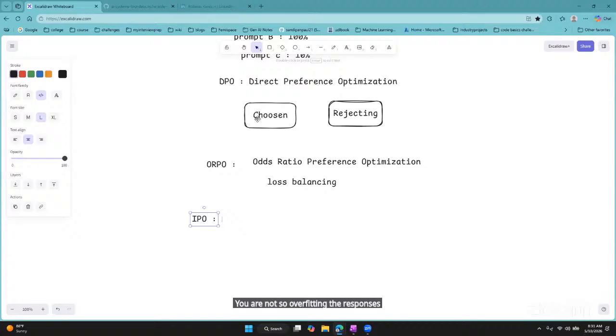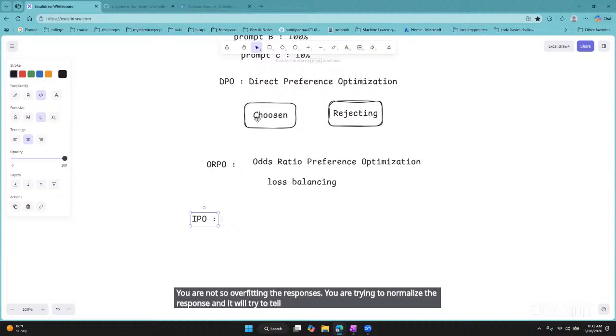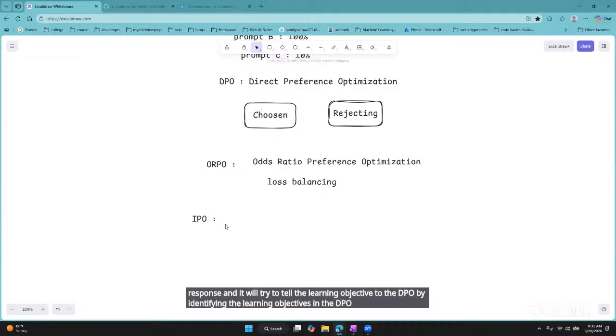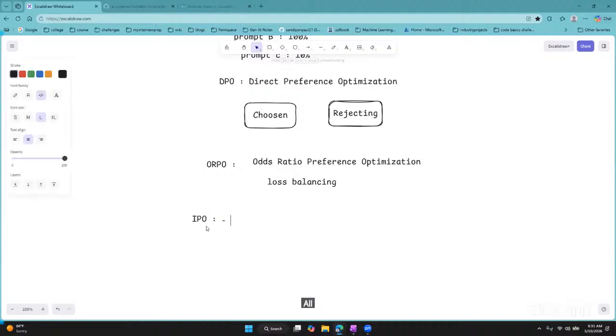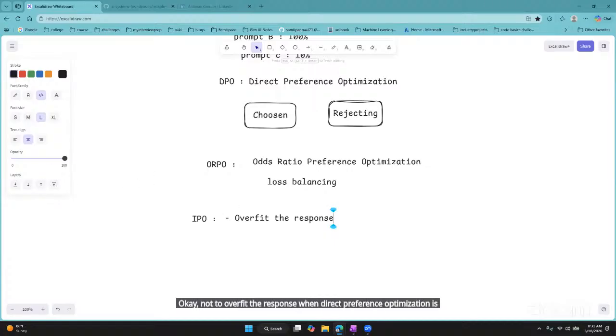You are trying to normalize the response, and it will try to tell the learning objective to the DPO by identifying the learning objectives in the DPO style. All it will take care of is not to overfit the response when direct preference optimization is trying to learn something.